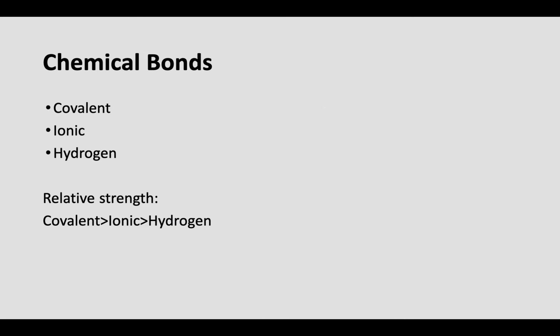Now there's 3 types of chemical bonds that we're going to talk about. All right, covalent, ionic, and hydrogen. And they each have different relative strengths. So covalent is going to be the strongest of the bunch here. Ionic, kind of that in between. And hydrogen, pretty weak. All right.